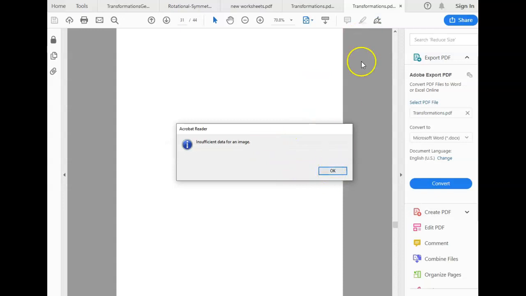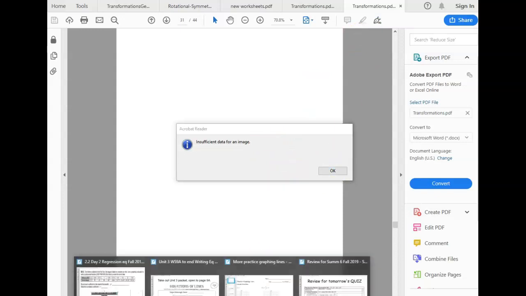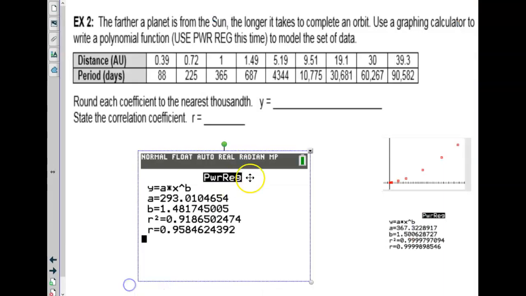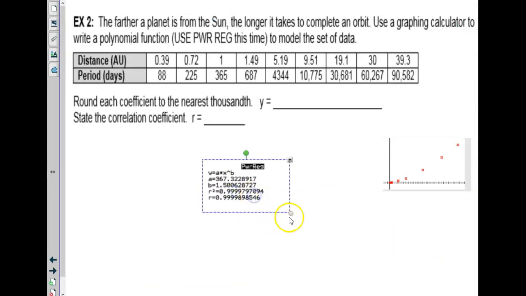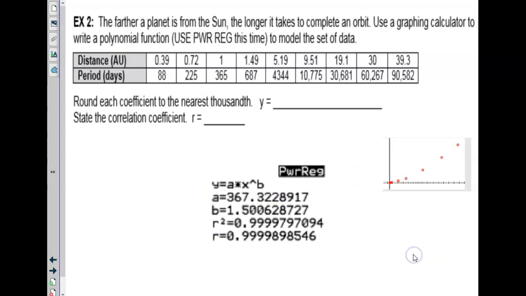What is that? Okay, go back here. This is what we're supposed to be doing. This is what I had last year when I did it. It's right down here, okay? So we are going to write down to the nearest thousandth our equation. Notice the form this time. It's A times x to the b.